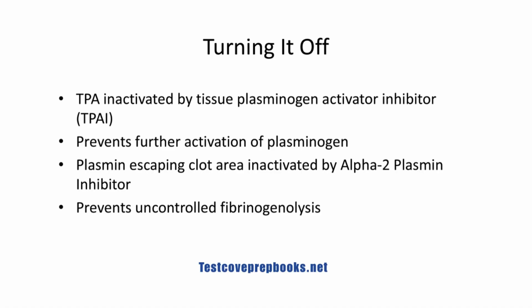Turning it off. The fibrinolytic system must be controlled to prevent excessive bleeding. Tissue plasminogen activator, or TPA, is inactivated by tissue plasminogen activator inhibitor, known as TPAI. This prevents overactivation of plasminogen. If active plasmin escapes from the clot site, it is rapidly bound and inactivated by alpha-2 plasmin inhibitor. This prevents uncontrolled degradation of circulating fibrinogen.